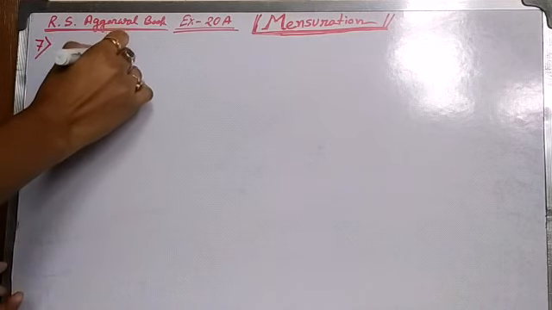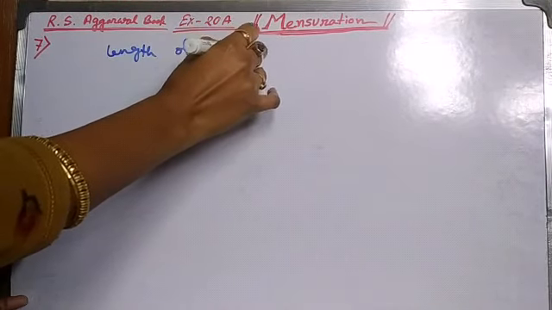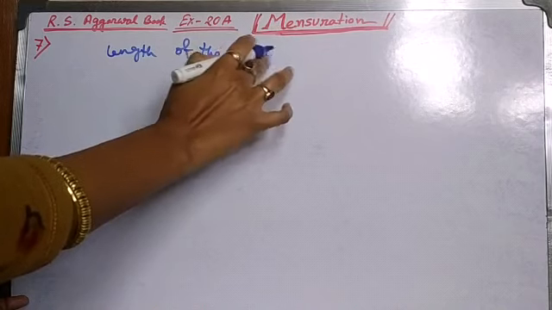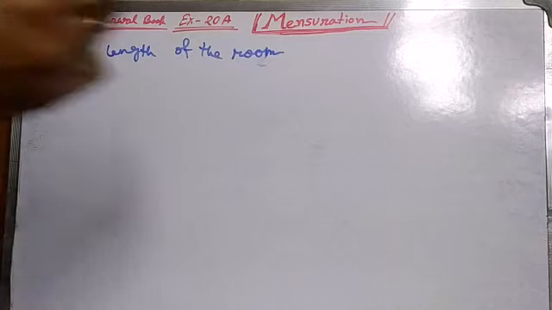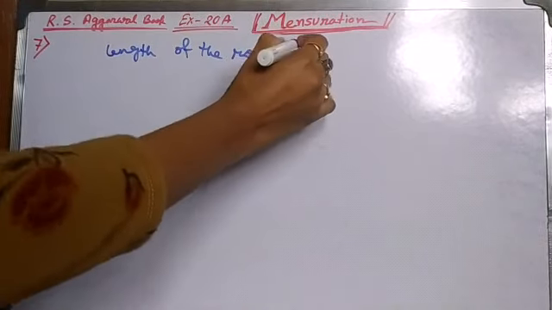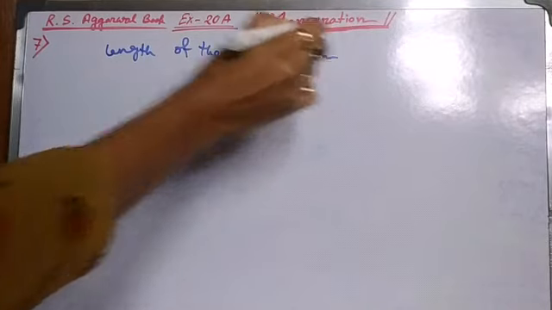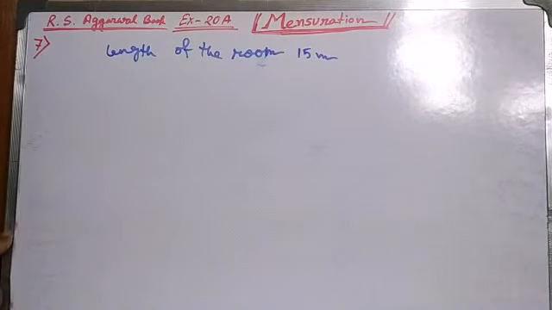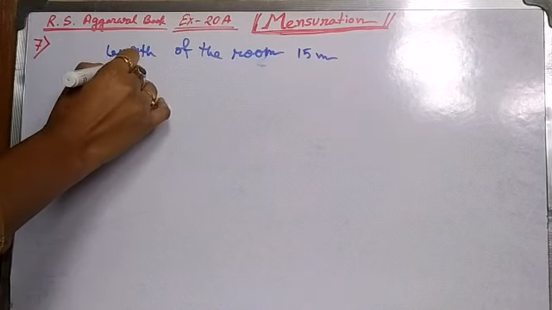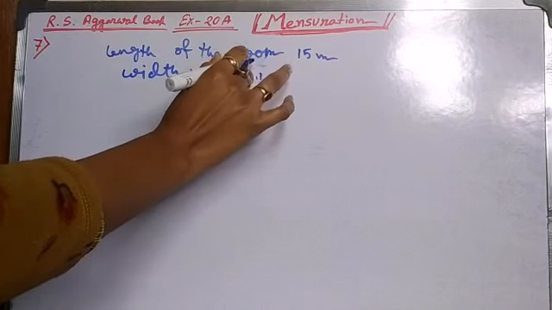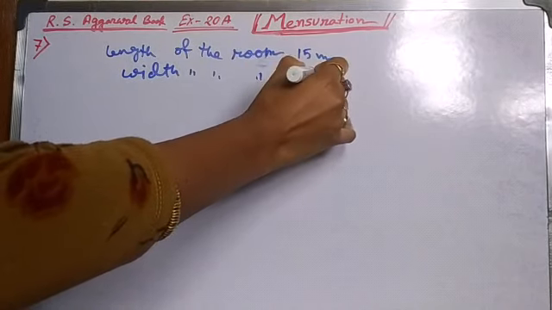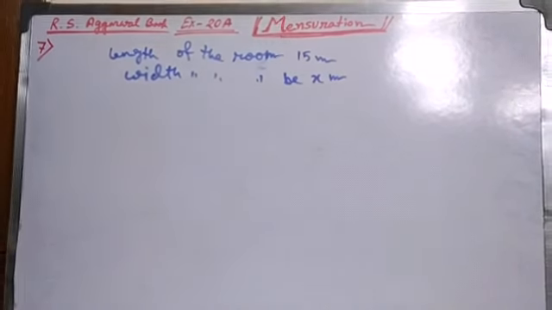So the length of the room is given, that is 15 meter long. That means length is 15 meter. Width is not given. The room's width we have to find out. So let the width of the room be x meter.